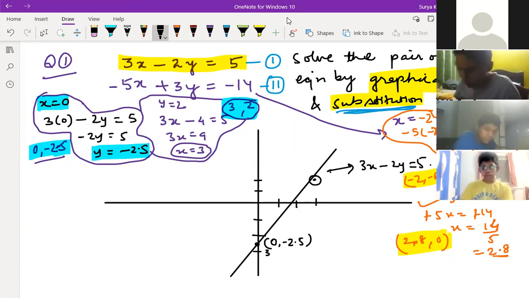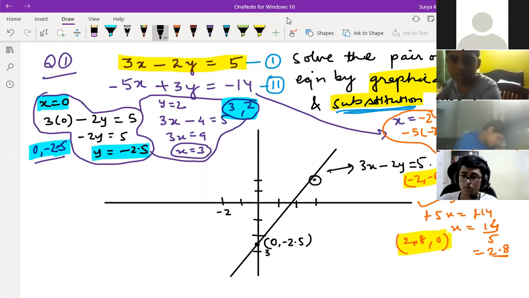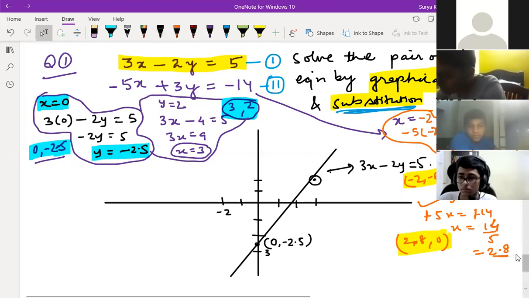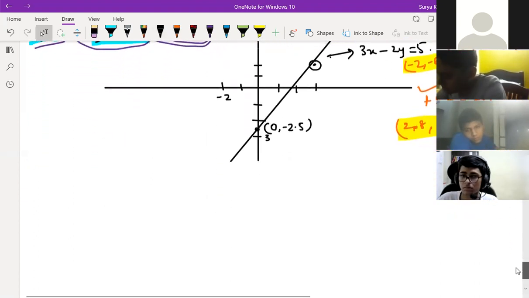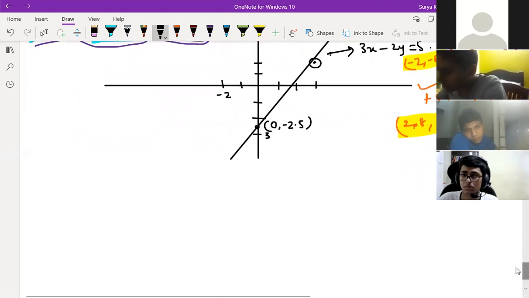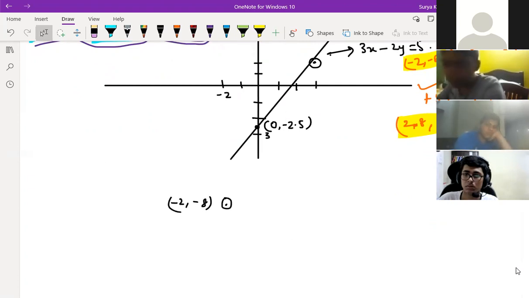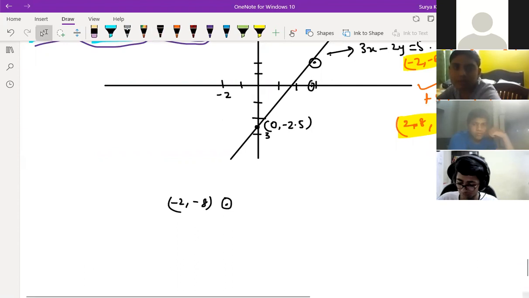So here x is equal to -2, so -2 will be somewhere here. So -2 comma -8 will come far down, children. Somewhere here this point will come. Understood? And the second point is 2.8 comma 0. 2.8 is somewhere here, so the point will come here. You should match this point and this point, and check where they match.